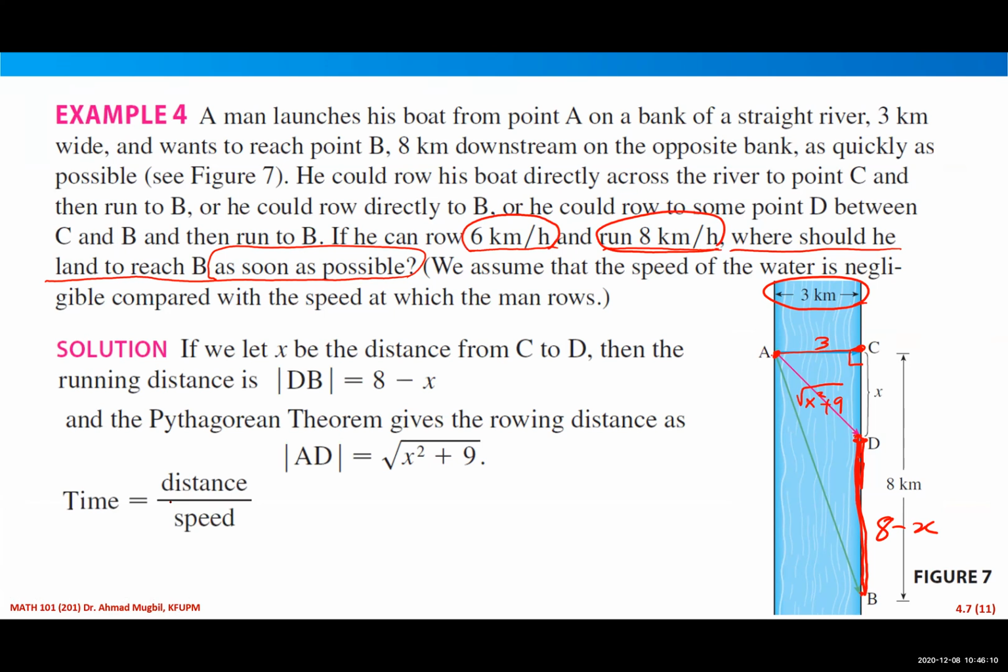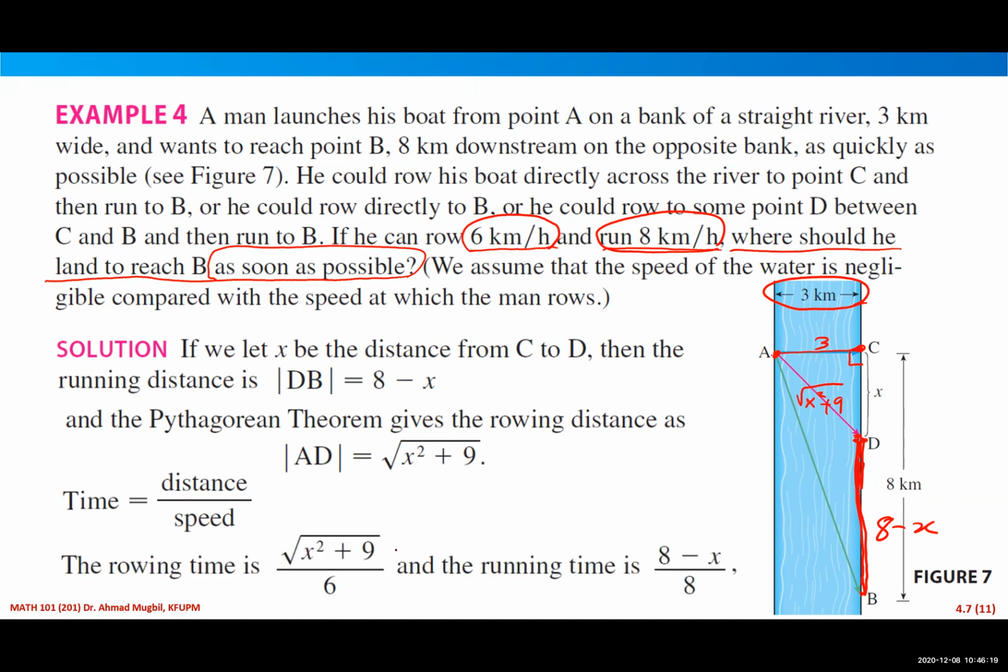So now we have 2 times. We have 2 speeds, so we should have 2 times: the rowing time and the running time. It will be the distance of rowing over the speed, and the distance of running, 8 minus x, because he will stop here and then run, over 8. Now the sum of them will give me the total time. Let's call it t of x, a function of time.